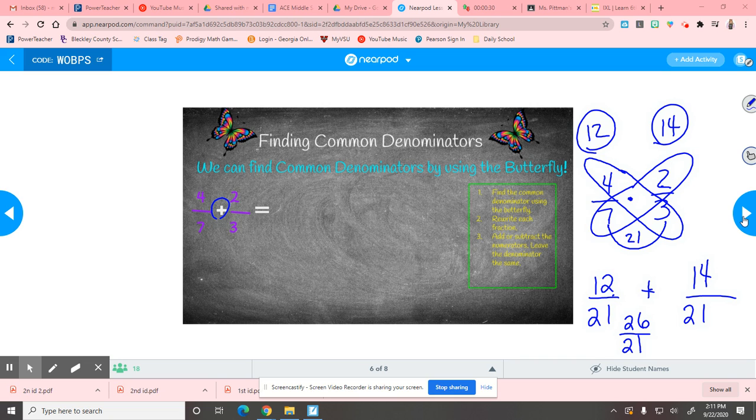We don't like to keep them improper. We like to make them into a mixed number. So to make it into a mixed number, we have to do division. We place 26, which is the numerator, inside. The denominator is your divisor, and goes outside. 21 will go into 26 one time. 1 times 21 is 21. We have a remainder of 5. Your remainder becomes your numerator. The denominator stays the same.